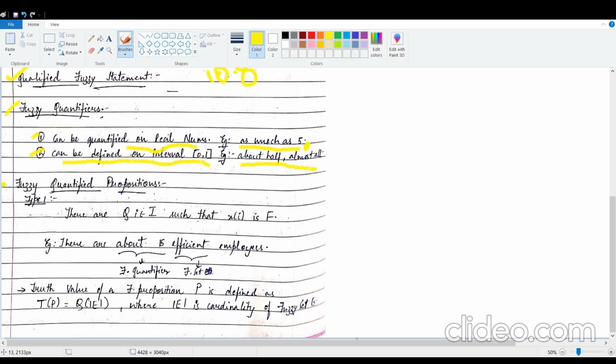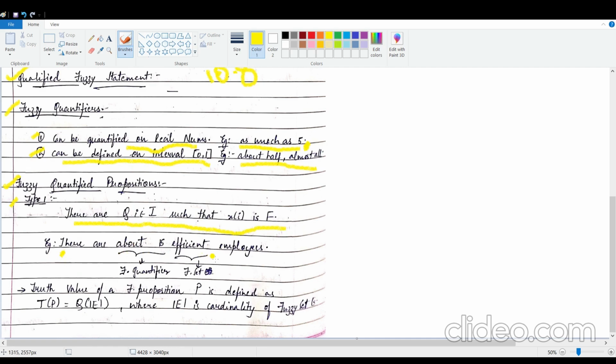Now you could represent different types of fuzzy quantified propositions. We're going to look at 3 types. There are many more; you can Google them and find many more. But in this syllabus, we're only going to cover 3 of them. The first kind of quantifier has this shape: there are Q i belonging to I such that x of i is F. I know that doesn't make any sense, so let us try understanding that with the help of an example.